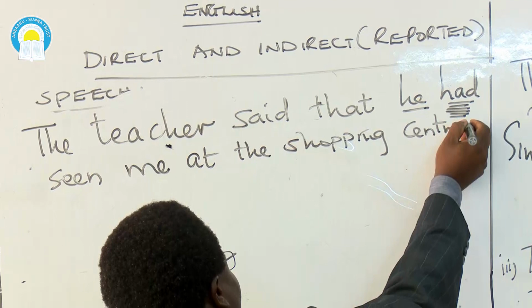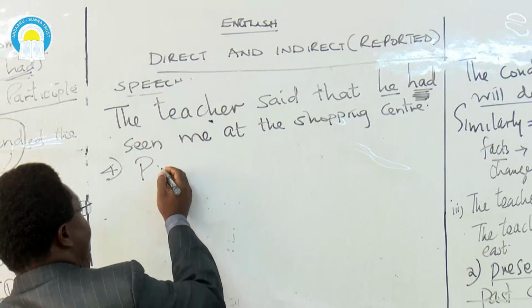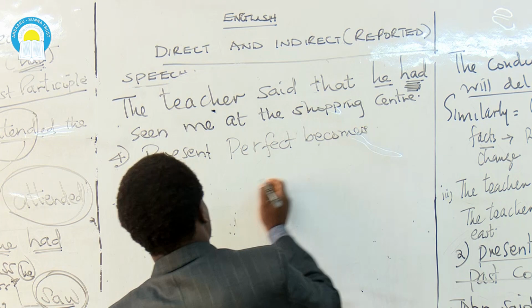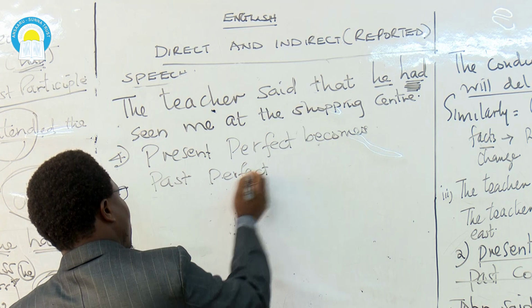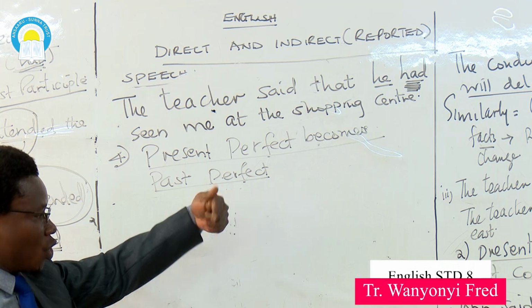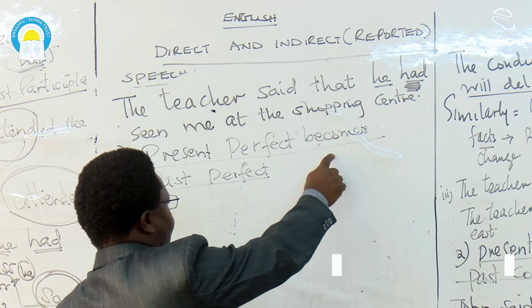Let me hope that rule is equally understood. Rule number 4 states, now, present perfect becomes past perfect. I'm sorry to have introduced this rule much earlier than that. This one should have followed present continuous tense. I'm sorry for that. But as a matter of fact, present perfect tense becomes past perfect.